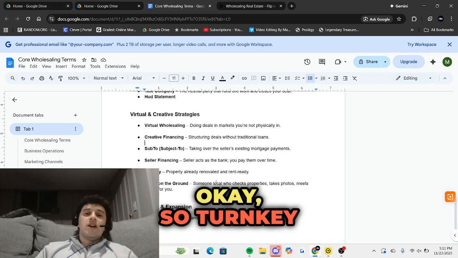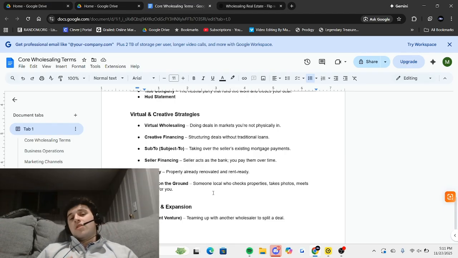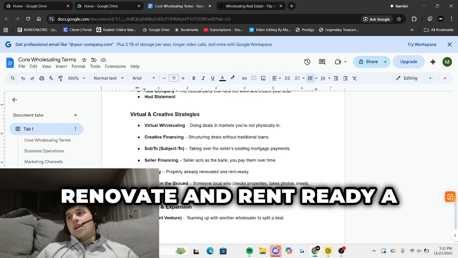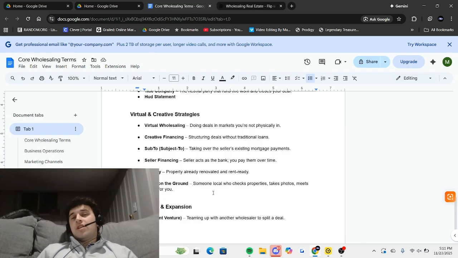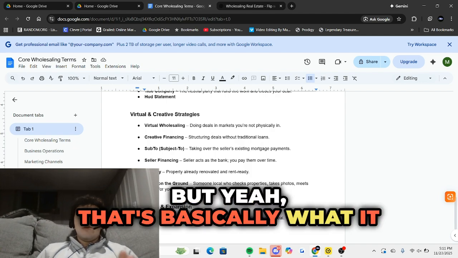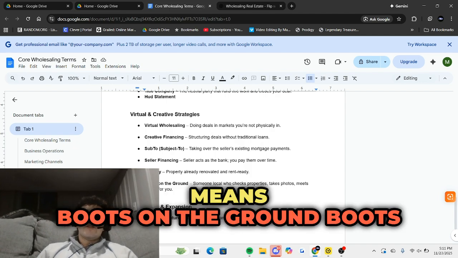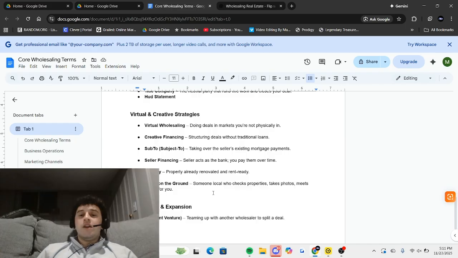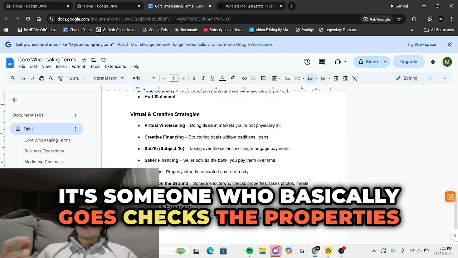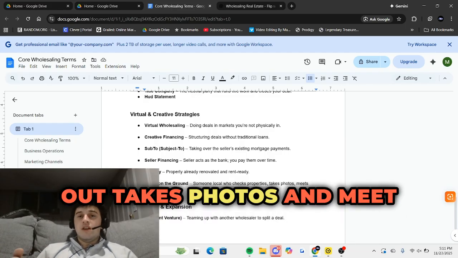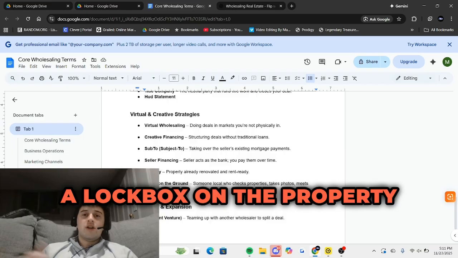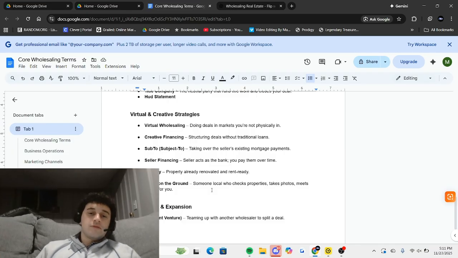Okay, so turnkey, that basically means the property's renovated and rent ready. A lot of people may lie when they say it's turnkey. It's a widely used term, but that's basically what it means. Boots on the ground. Boots on the ground is when you're virtually wholesaling, and it's someone who goes, checks the properties out, takes photos, and meets sellers for you, or just puts a lockbox on the property.